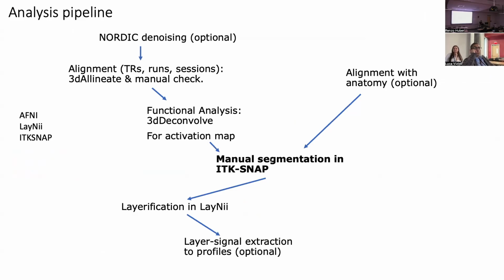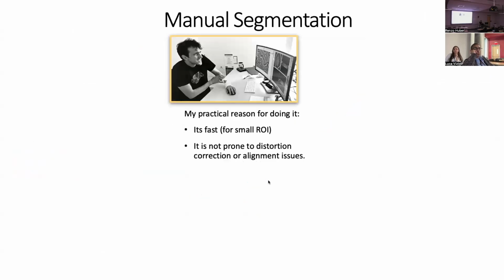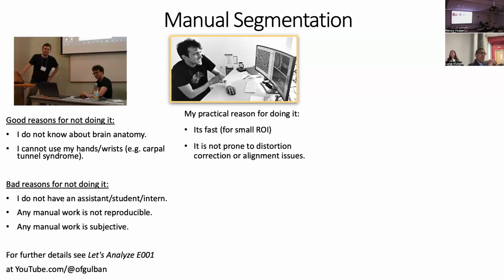Because it's 3D, then we will do manual segmentation, and John also alluded to that. Manual segmentation can be a tedious process. I do it because it's fast, because I don't need to worry about my distortion correction, I don't need to worry about my alignment. I get my data off the scanner, and within 30 minutes I have my layer profile from it. Note though that I, like many people, am interested in small patches of the cortex.